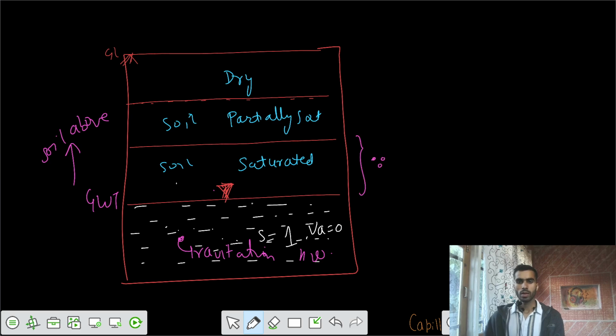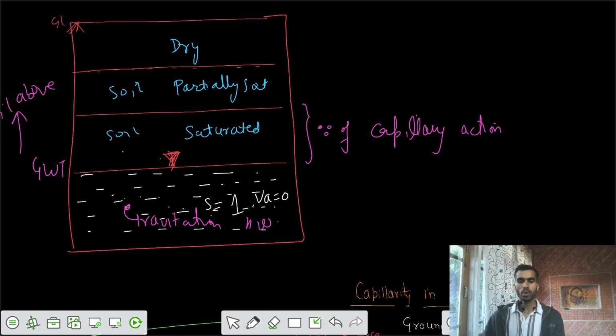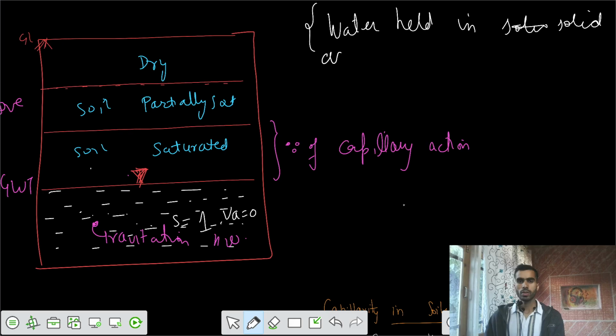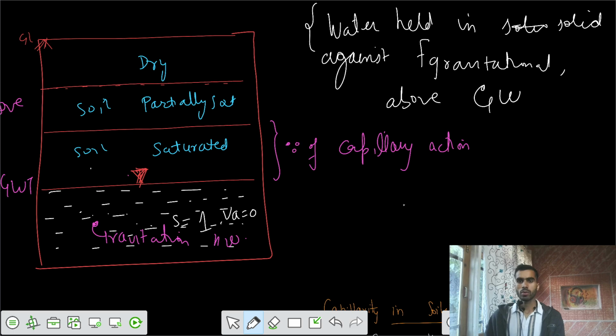This is because of capillary action. So what does this mean? Capillary water is that water which is held above the water table against the gravitational force. So it is water held in soil against the gravitational force, above the groundwater table. That's because of capillary action.